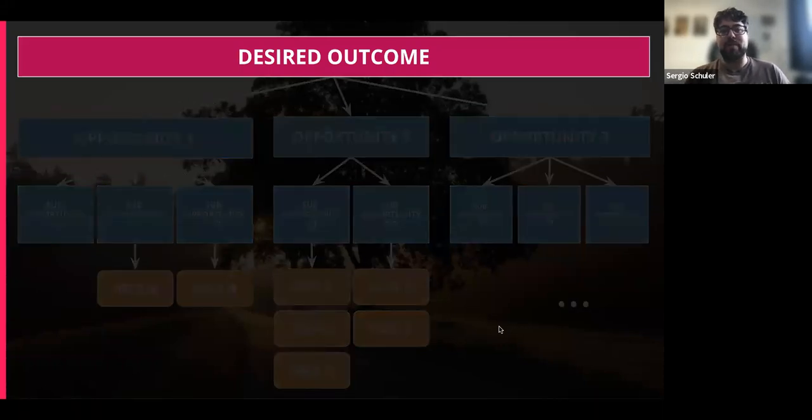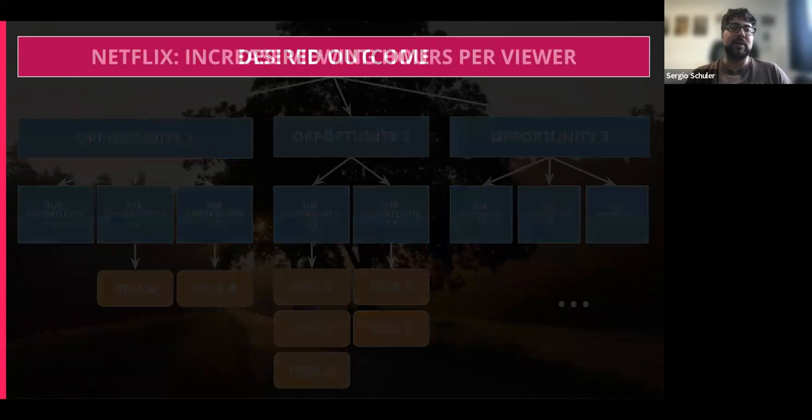Let's say that we are Netflix because everyone knows Netflix. So, okay, I am on the retention team and the outcome that I want to drive is to increase viewing hours per viewer. So on average, people watch more of Netflix. And maybe there is a correlation with retention based on this. So that's what the team wants.